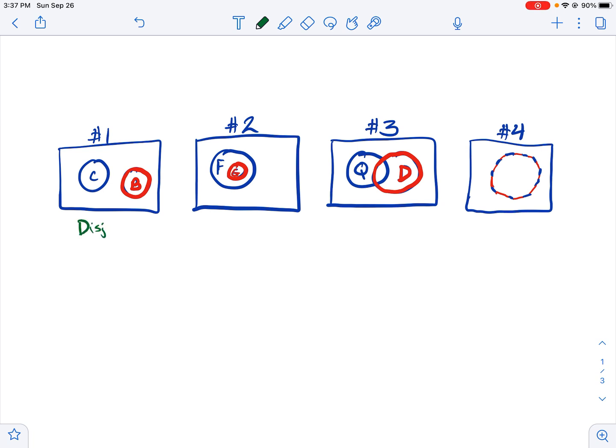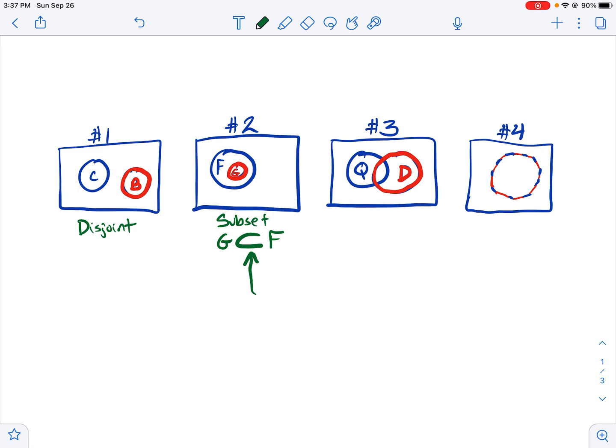Number 1 is disjoint, because set C and B have nothing in common. Number 2 represents a subset. G is a subset of F, and notice that this is a new symbol. That means subset. So that means all the elements of G you could also find inside of F.